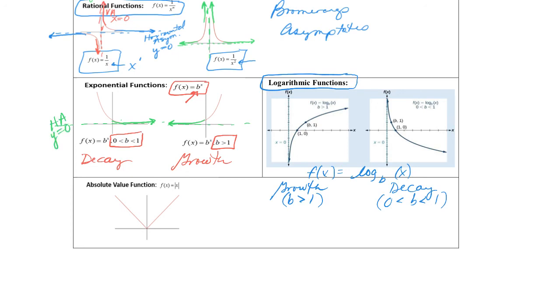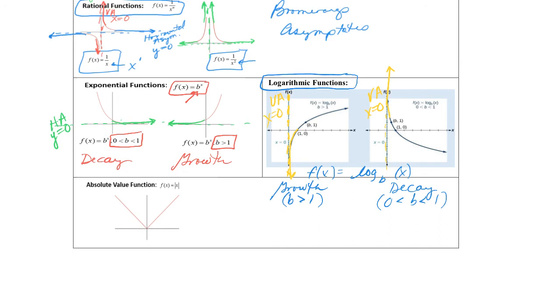So I'm using HA as an abbreviation for horizontal asymptote. Now, look at the logarithmic functions. For logarithmic functions, I actually have a vertical asymptote at x equals 0. Okay, and so you can see again, the graph gets very, very close to that vertical asymptote, never touches, never crosses. Okay, so those are our exponential and logarithmic functions.